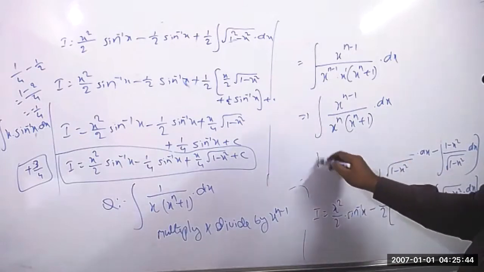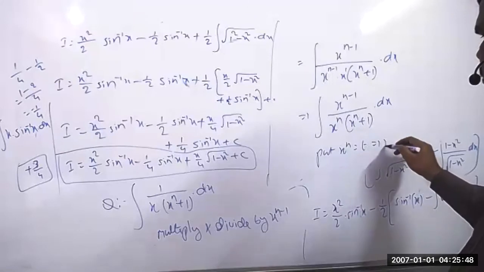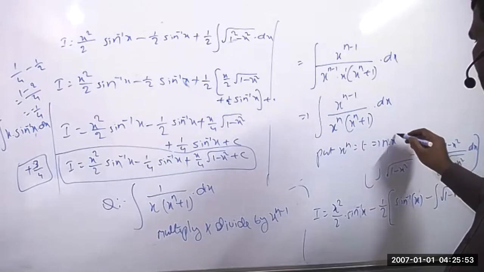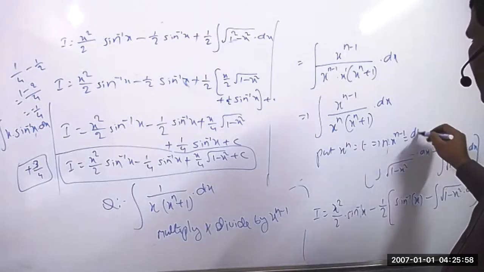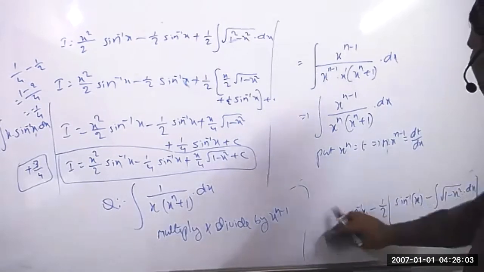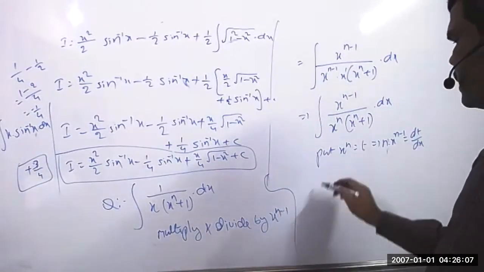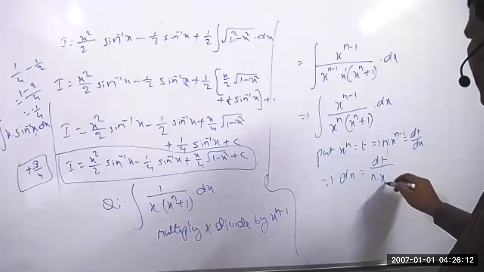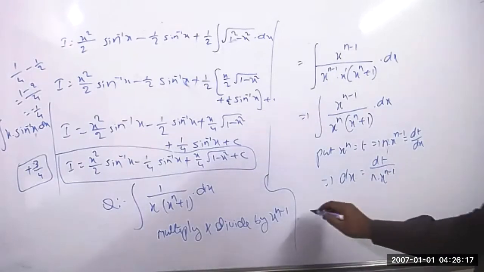Now we can take substitution. Put x power n equal to t. Differentiating, n into x power n minus 1 equals dt by dx. That implies the value of dx is equal to dt by n into x power n minus 1. So now you can substitute all of that in there.